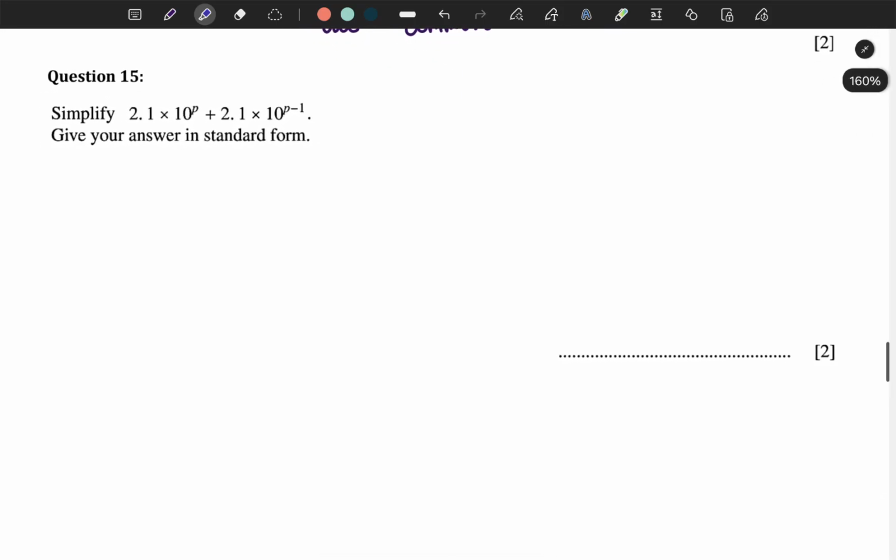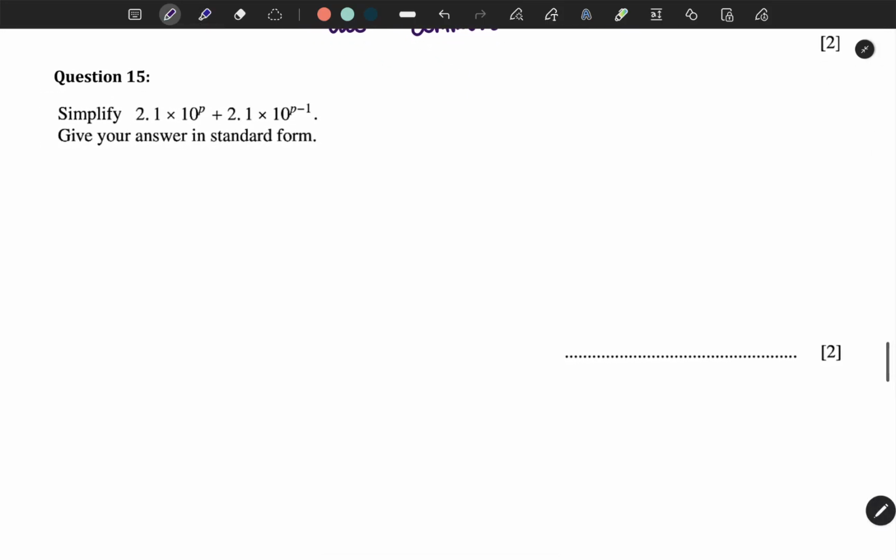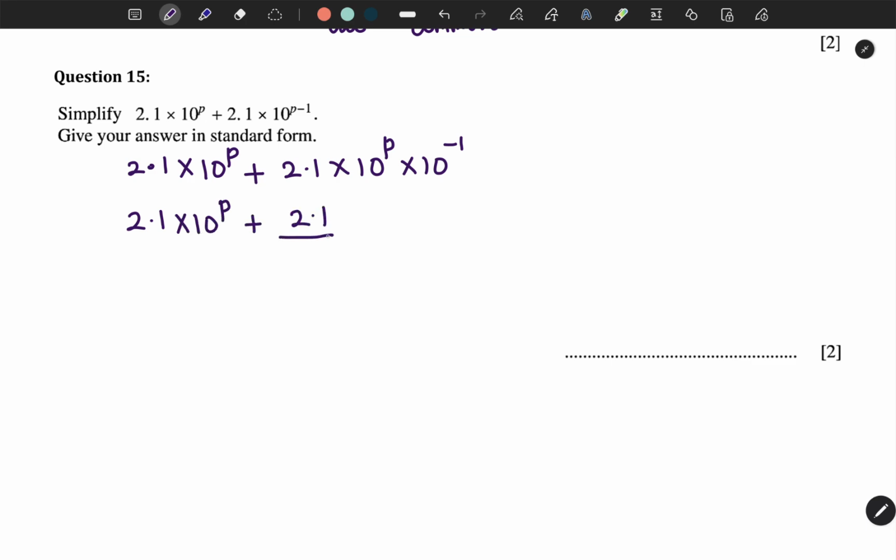Next one, to write the given number in the standard form. So first write 2.1 × 10^p as it is, and the second term as 2.1 × 10^p times 10^-1, using the rules of indices. 2.1 times 10^p plus 2.1 divided by 10. Why divided by 10? Because 10^-1 is the same as 1/10, and times 10^p.